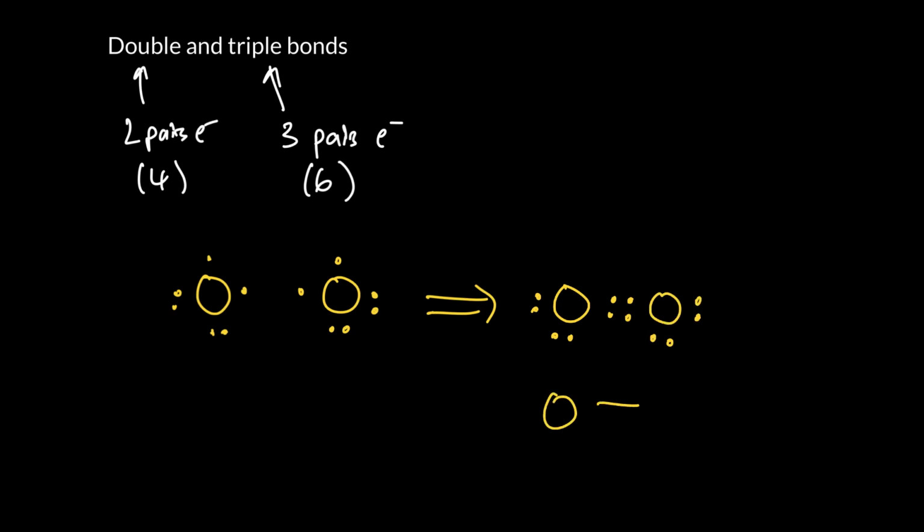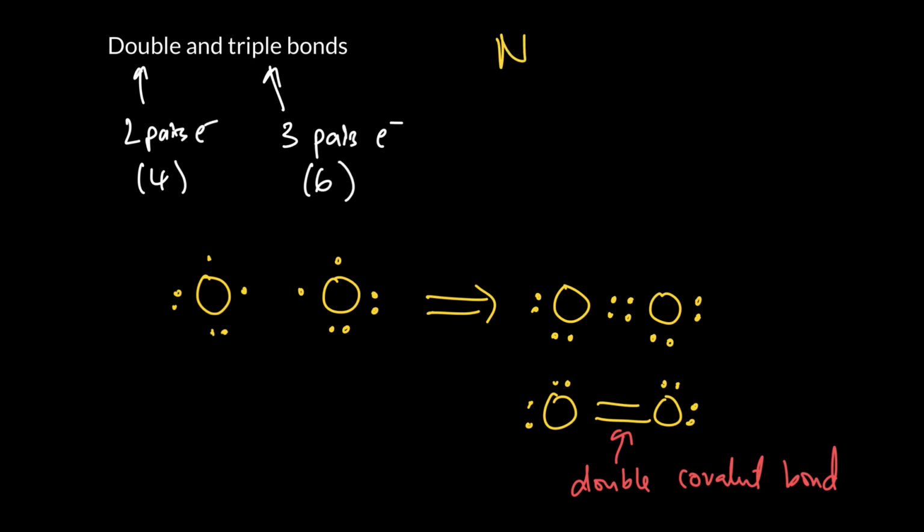And remember, we normally write a line for each shared pair of electrons, and so since there's 2 pairs being shared, we write a double bond. So this is what we call a double covalent bond. Sometimes we drop off the word covalent and we just call it a double bond for short. Other atoms that can form more than a double bond are things like nitrogen. Nitrogen can actually form a triple bond. Nitrogen actually has 5 valence electrons.